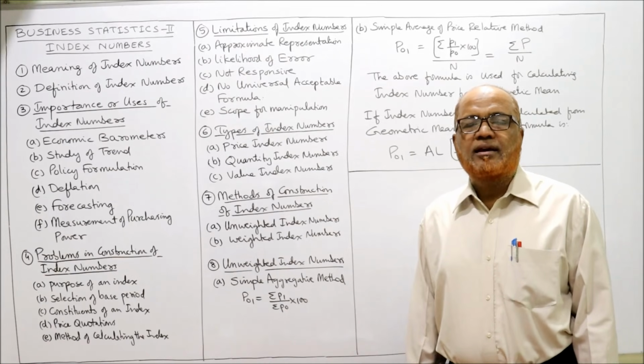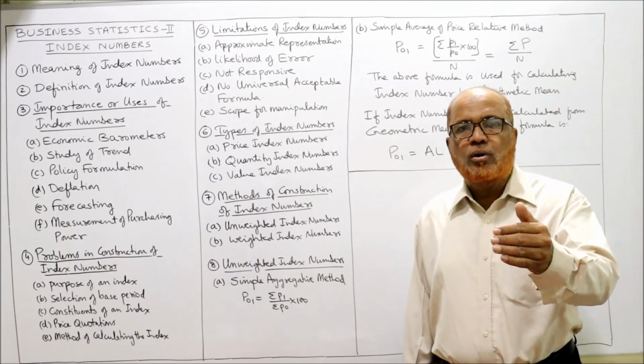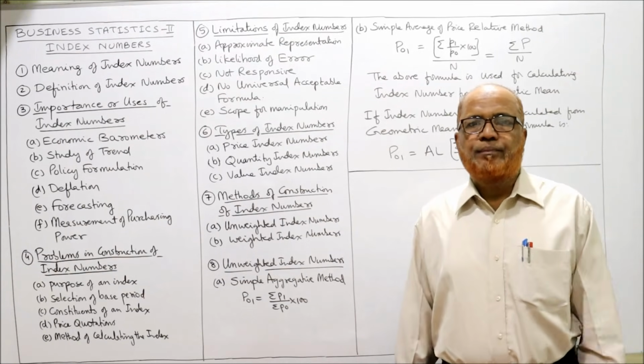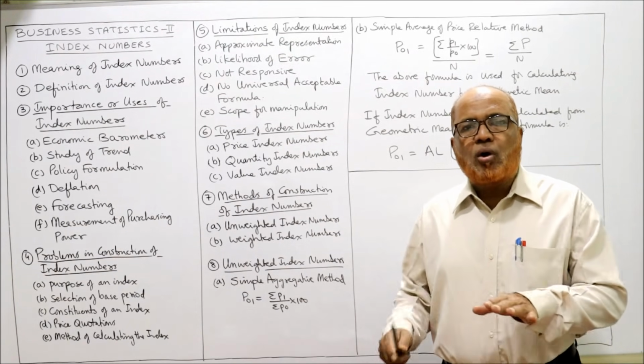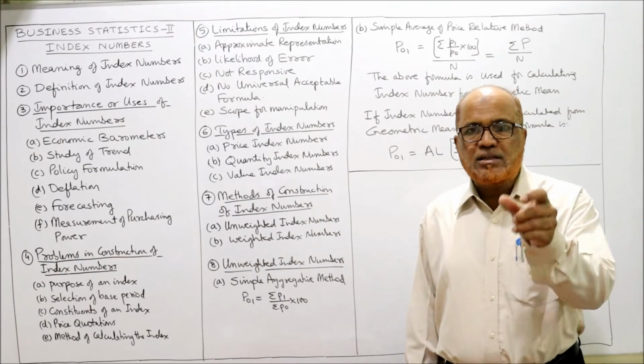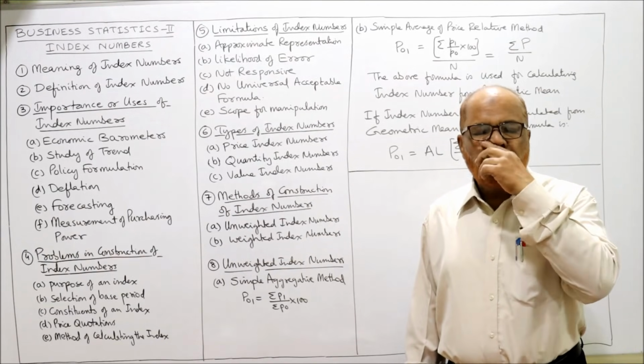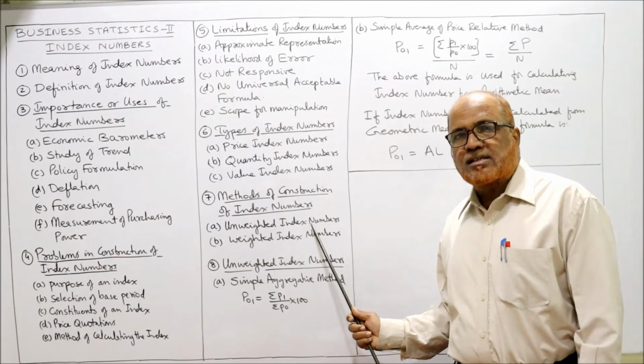इंडेक्स नंबर को जो कैलकुलेट करने के लिए जो आइटम्स को कंसीडर करेंगे वो आइटम्स को वेट्स असाइन नहीं करेंगे. That means we assume that all the items are equally important. All the items are equally important. So in that case we apply unweighted index number.